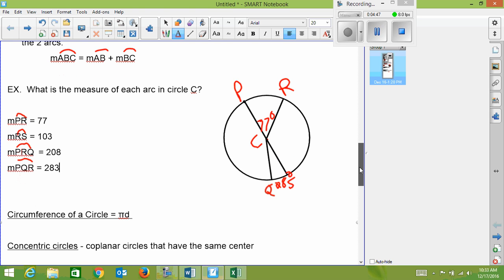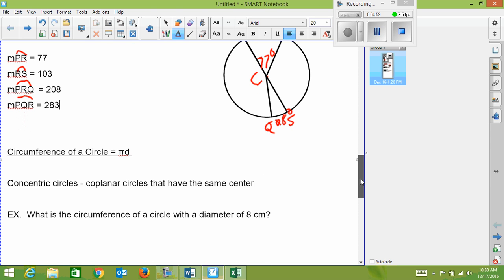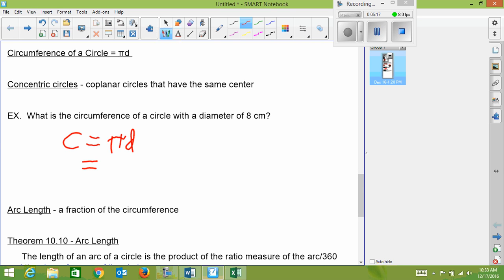Circumference, we've done that quite a few times in the past. Just a reminder, it is pi times diameter. Remember that if you have the radius, you have to double it first and then multiply by pi. A concentric circle: coplanar circles that have the same center. Here I have an example. What is the circumference of a circle with a diameter of 8? Well, that's pretty straightforward. You just have to use the formula. So C equals pi d, and for pi we're just going to round it and use 3.14. My diameter is 8, so all I need to do is multiply those two things. So 25.12 centimeters is my circumference.